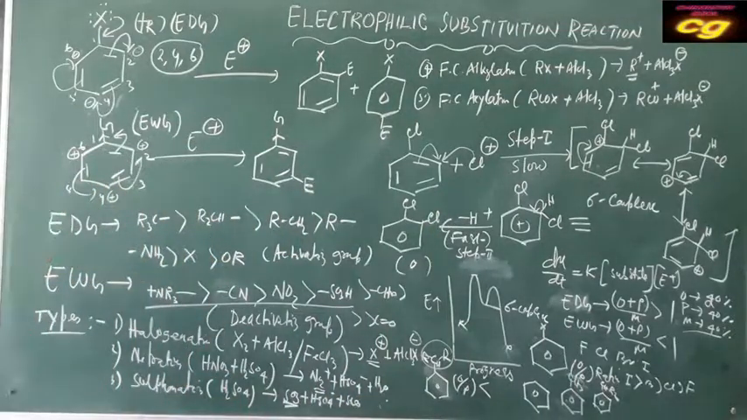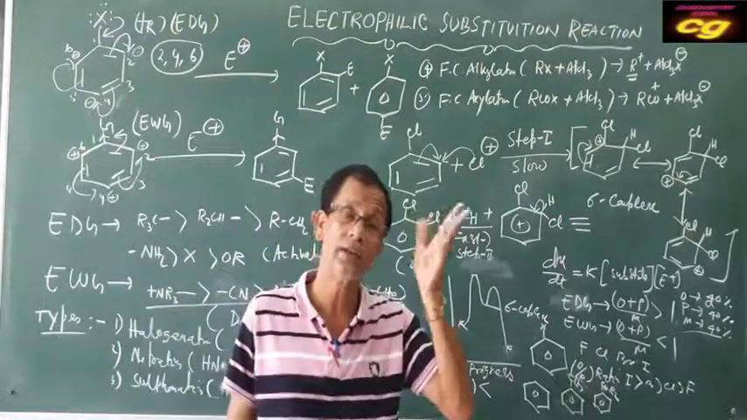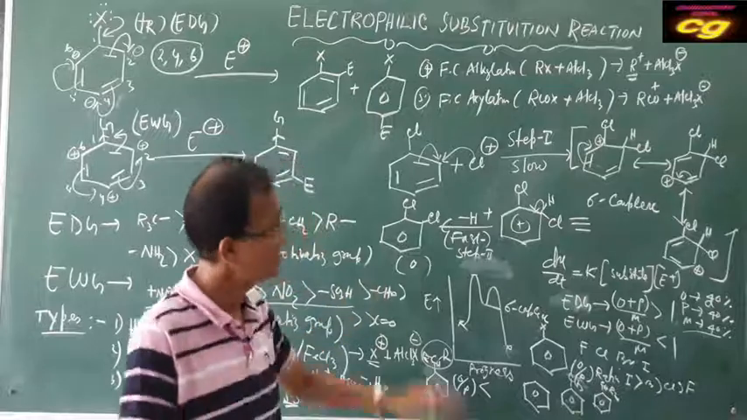So this is regarding the mechanism of electrophilic substitution reaction. Next class we will discuss the organic chemistry of haloalkane, haloarene and other halogen derivatives.